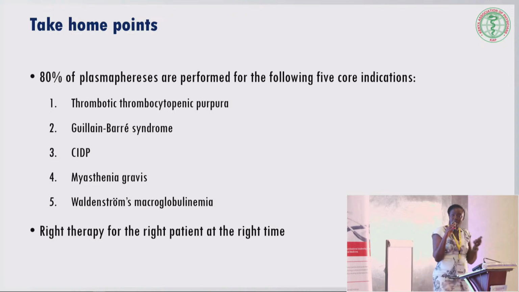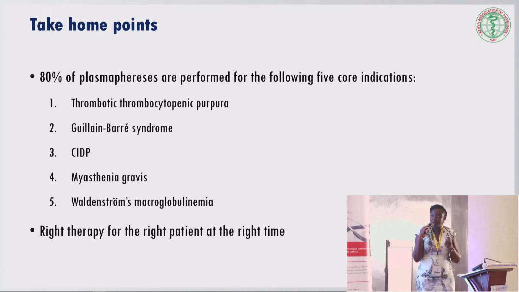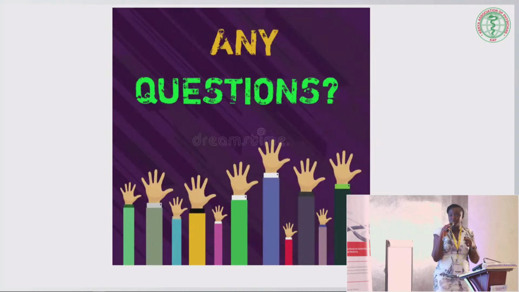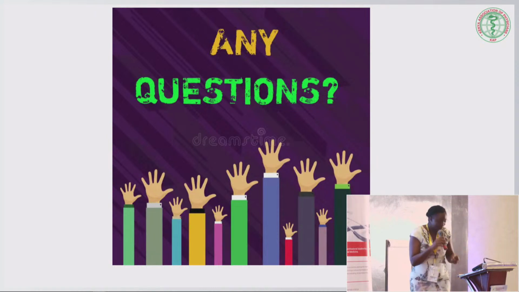The 5 main indications that you should not forget about are TTP, Guillain-Barré, CIDP, myasthenia, and Waldenstrom's. But always remember to give the right therapy for the right patient at the right time. Okay, thank you.